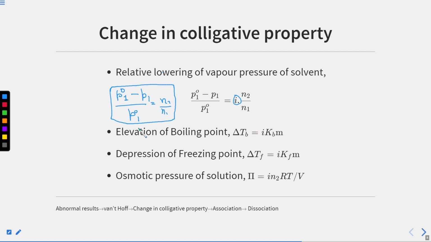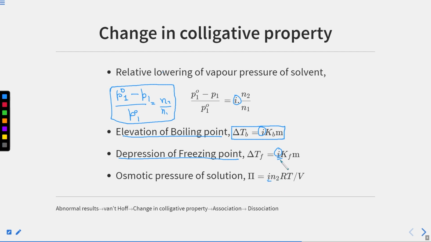Similarly, for elevation in boiling point, ΔTb equals i Kb m, where we have introduced the Van 't Hoff factor. In the similar fashion, depression of freezing point, ΔTf equals i Kf m. You can see in all the formulas we have this i. Likewise, for osmotic pressure of solution, π equals i n2 RT by V.